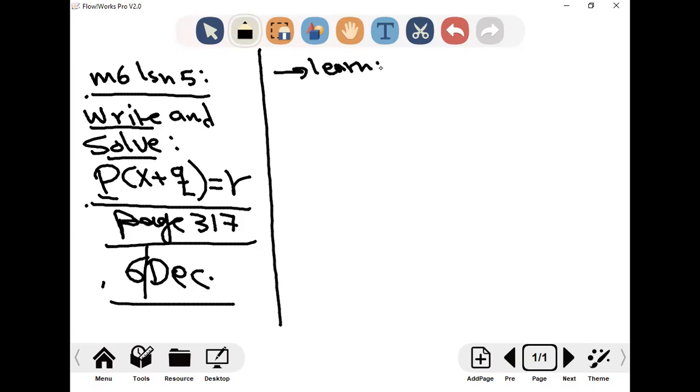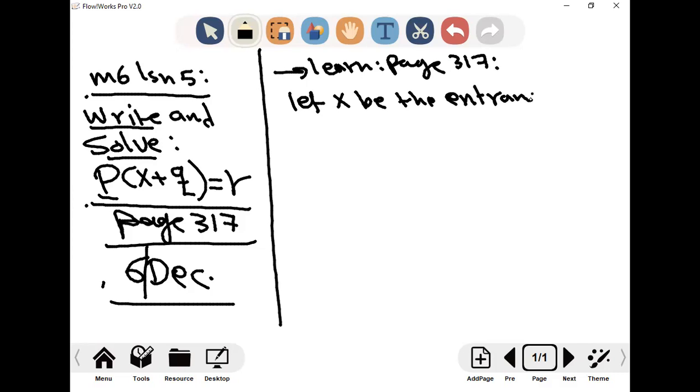this is the learn of page 317. Let x be the entrance fee. Because we don't know it, let x be the entrance fee. But each student will pay 4.75 to rent the skate. He is not going to sit, he is going to play. Right. And he will pay two things: the 4.75 and the x. So together, each student will pay x for the entrance and 4.75 for renting a skate, right? This is for each student. But how many students do we have?